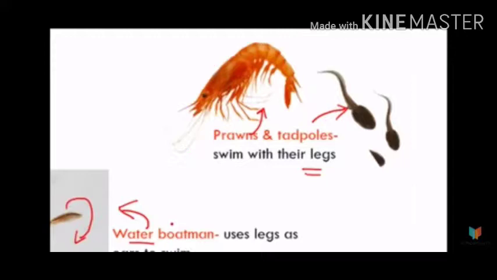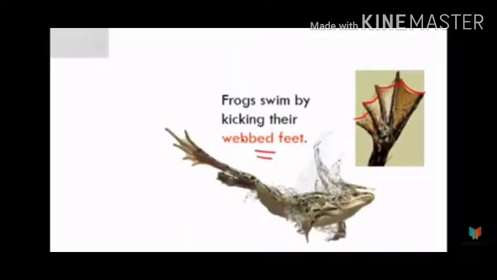Apart from this, we have certain animals which use their legs to swim, for example, prawns and tadpoles. While certain amphibians like frogs have webbed feet. You can see here the webbed feet between their fingers. They have a web, that is a flap of skin.